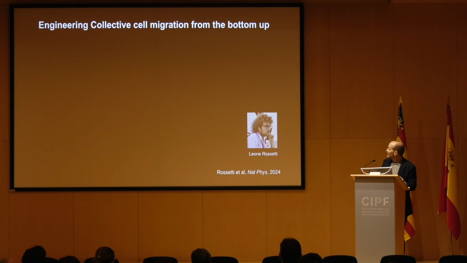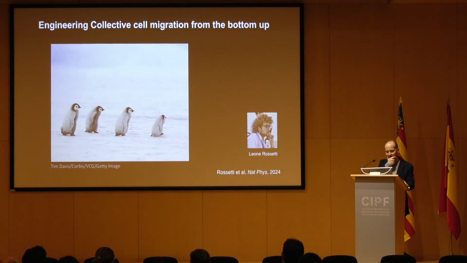And here's where Leone Rossetti comes into play, postdoc in the lab, who now runs his own lab at King's College in London. And with Leone, we started thinking about, can we design a system that is simple enough that will allow us to understand this problem of leadership? And after thinking a bit about it, we came up that this is the experiment that we wanted to do. Okay? So we want to do a system of collective migration, as you see here.